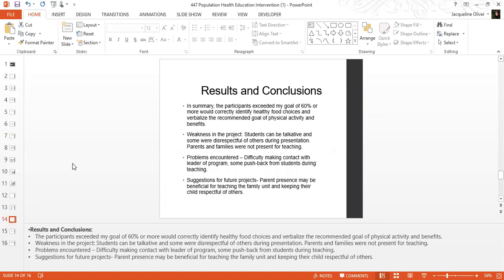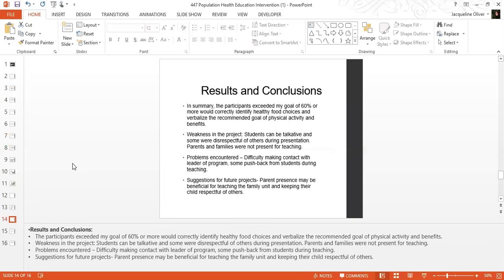Problems encountered, like I said: it was difficult making contact with the leader of the program because of different hours and when they're inside the classroom or not. So it was difficult to make these arrangements and find times that I could have the classroom's attention. Also, there was some pushback from some students who did not want to learn at the time, but eventually came around because they were interested in what I had to say.